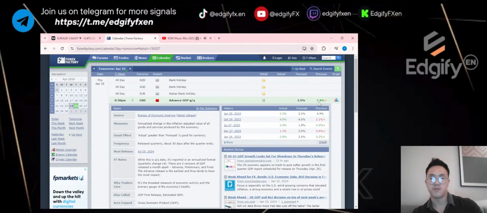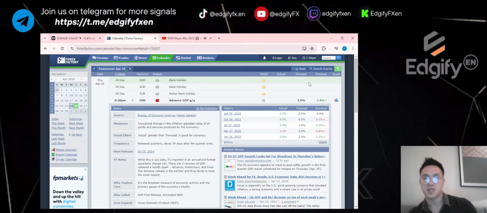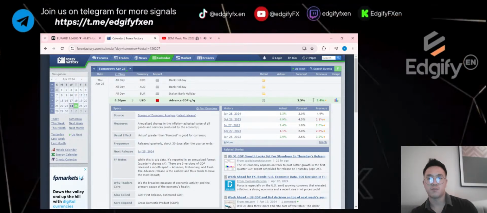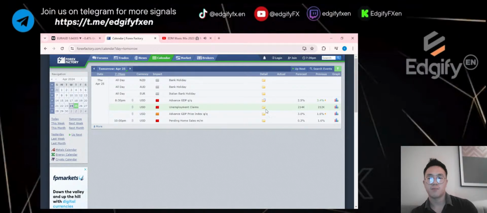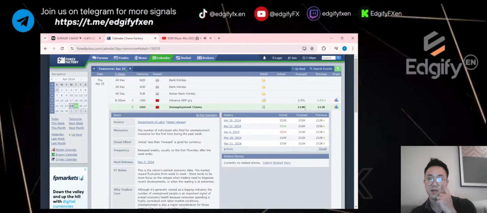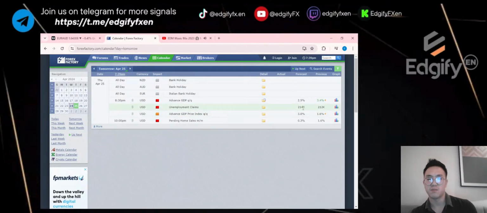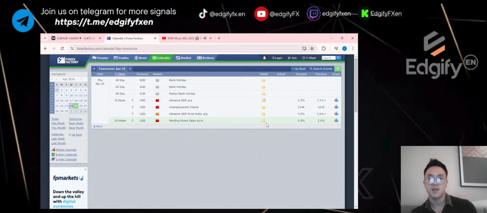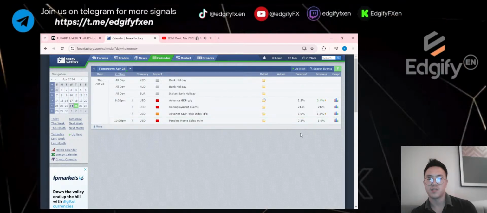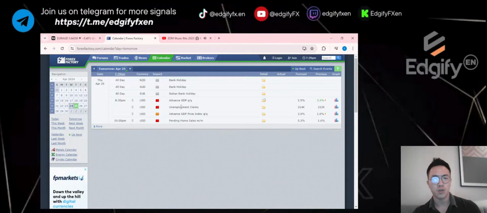Looking at the previous 3.4%, forecast at 2.5, the usual effect is that actual greater than forecast is good for the currency, but this indication shows it's bad for the currency. Unemployment claims at 212 to 214 is also bad, since it needs to be less than the forecast. From the forecast and previous, we know it's going to be bad for the US. Pending home sales at 10 o'clock: actual greater than forecast is good for the currency, and this one also shows it's bad. So tomorrow we will have this news for the US, and we'll see how the US pairs react.